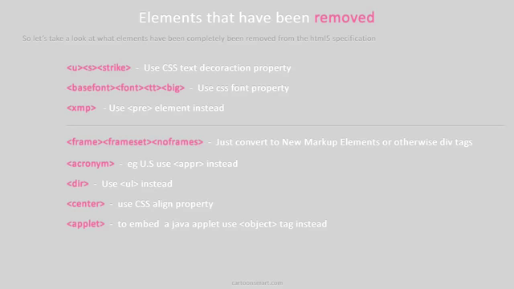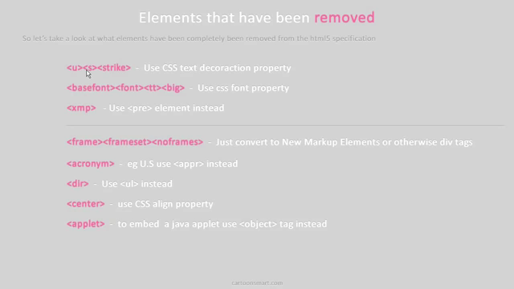So, for example, the U, S, and strike tags have all been taken out, and you have to use the CSS text decoration property. Okay, so those tags were there basically to put a strike through your text or to underline your text and so forth. They're all gone. You should be using CSS to style your pages. Now, I've always gone by that rule, so it's not affected me. But if you do style your pages in HTML, you've got to change your ways.